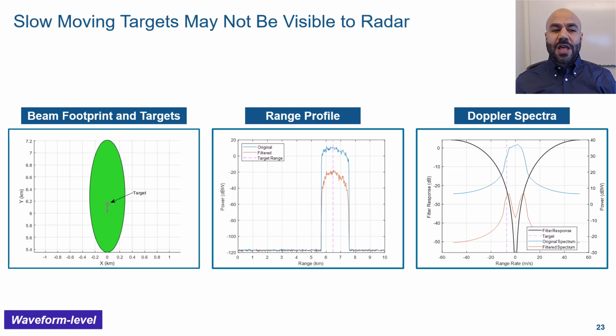Now, what happens when the target starts to move slower? In the Doppler spectra, we can see that the return from the target is moving toward the null of the filter. As a result, when we apply this filter, the attenuation on the target return is as high as the attenuation on the clutter return. So when we look at the range profile, we can't see the target return.